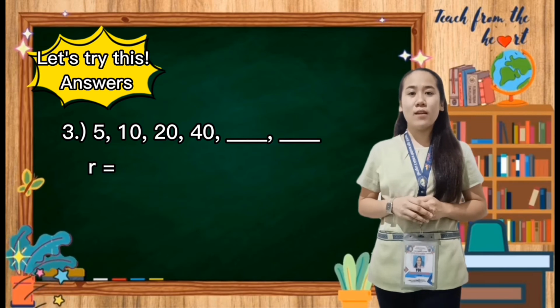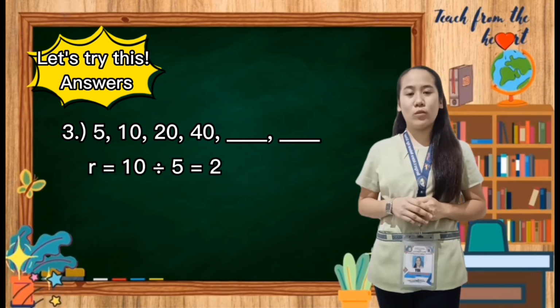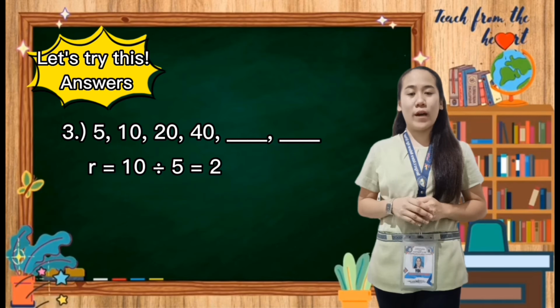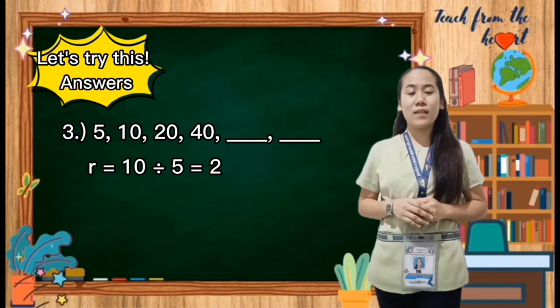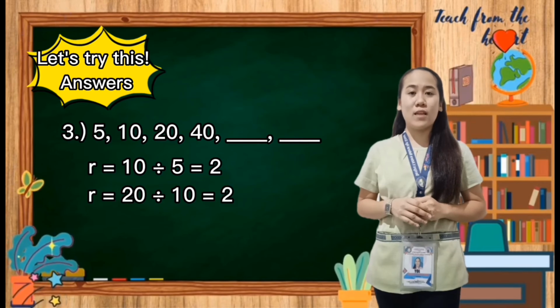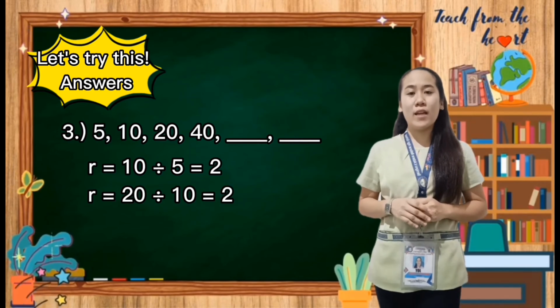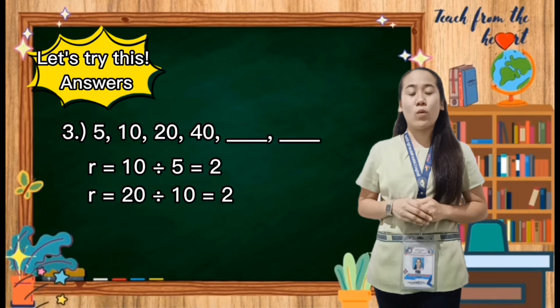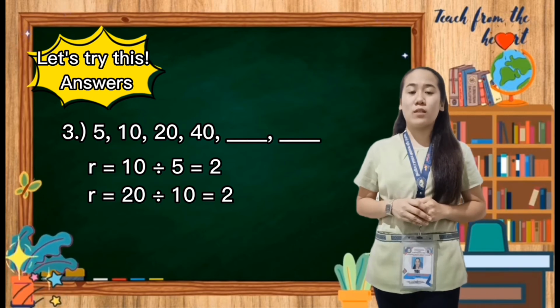So we have 10 divided by 5 is equal to 2. Or we could divide the third term divided by the second term. So we have 20 divided by 10, or that is equal to 2. And then we multiply the common ratio to the last term, which is 40.